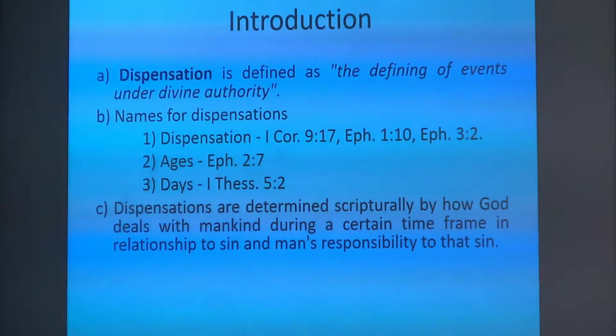You can also find in Daniel, it can be referred to as 70 weeks. And we talk about that, Daniel. But then again, when you start looking at it, it's very confusing in trying to make that apply to 70 weeks of days versus 70 weeks of years. So a lot of different time frames are mentioned in Scripture, and we won't get into all that today. Now, dispensations are determined scripturally by how God deals with mankind during a certain time frame in relationship to sin and man's responsibility to that sin.